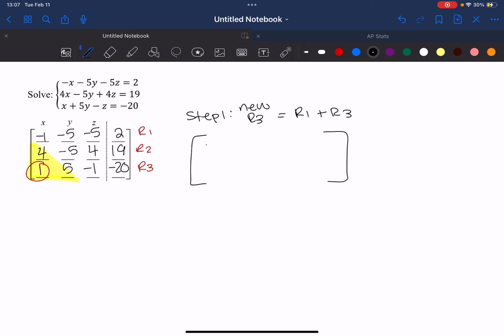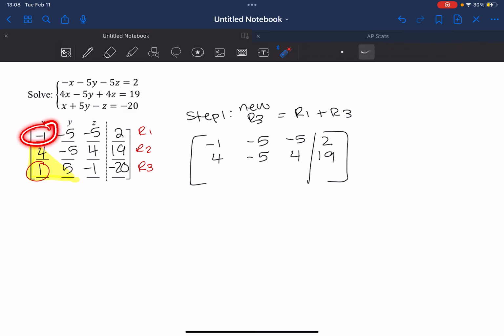So I'm going to rewrite -1, 4, -5, -5, -5, 4, 2, 19. I'm going to add row 1 to row 3. Here's row 1, here's row 3. -1 and 1 is 0. -5 and 5 is 0. That's okay, that's even better because eventually we'll need that 0.